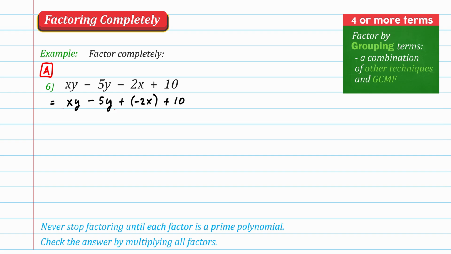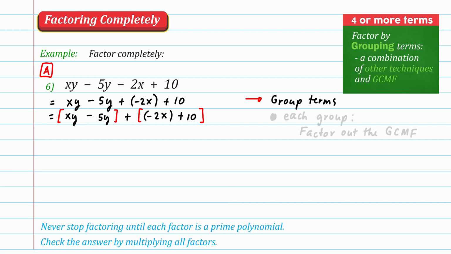Now, we create our two groups. Quantity xy minus 5y is the first group, plus the quantity negative 2x plus 10 is the second group. And yes, converting negative 2x to plus negative 2x ensures that we can put the grouping symbol just before it and makes it equal to the polynomial on top.